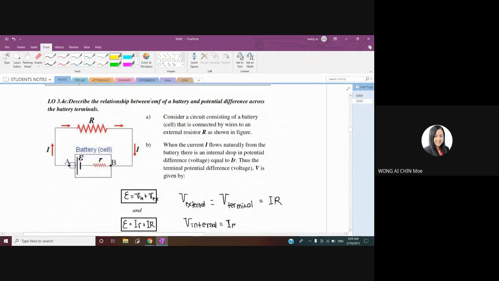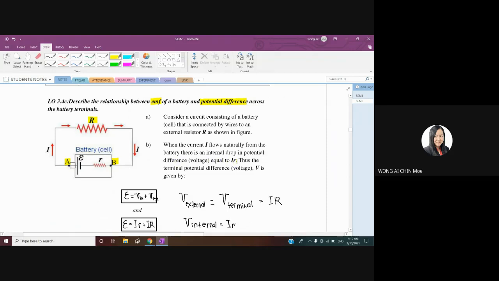Describe the relation between the EMF of the battery and the potential difference across the battery terminals. So consider this is a battery A. A and B are the terminals. A is the positive terminal and B is the negative terminal. Consider a circuit consisting of a battery connected by a wire to an external resistor. The external resistor is the resistor connected outside the battery.